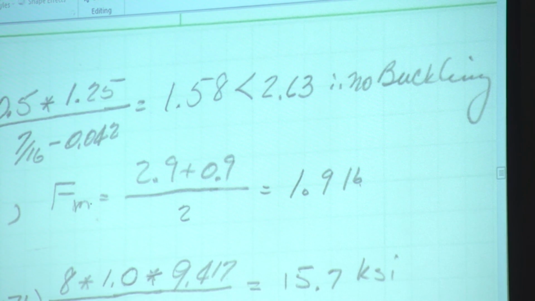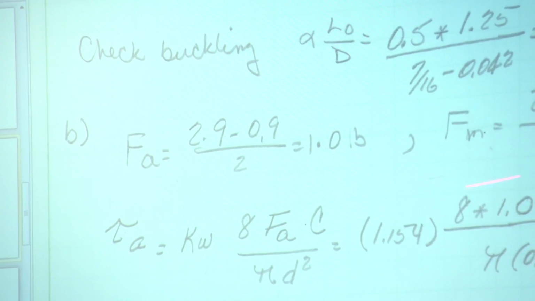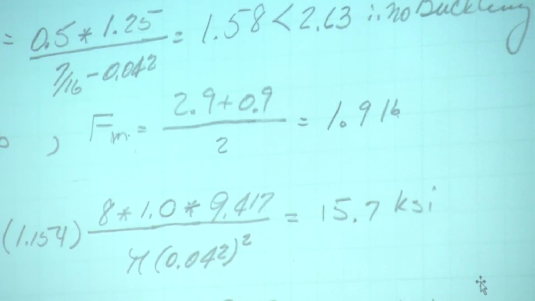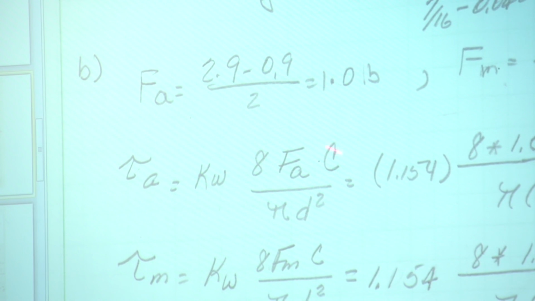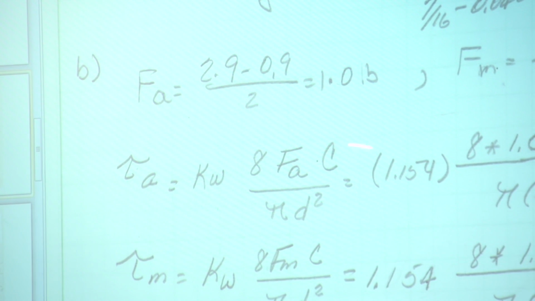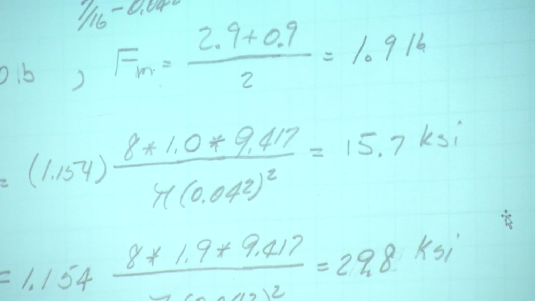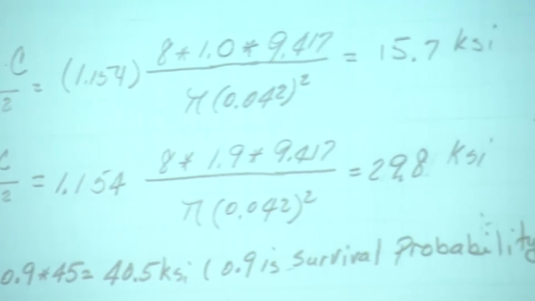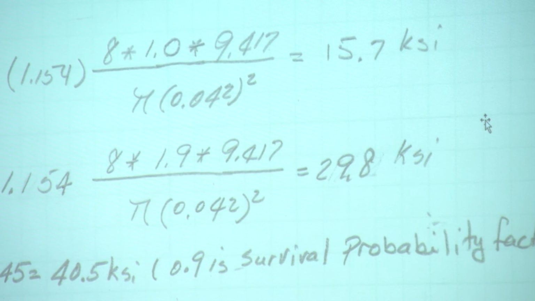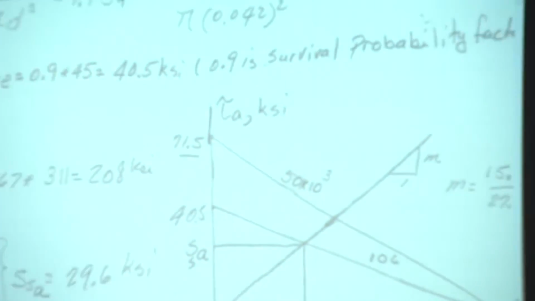The alternating value of the load is 1 pound, mean value 1.9. Calculate the alternating shear stress. Again, everything in this equation is known, 15.7, and the mean 29.8. Once you have those, you can draw the load line. Now you need the strength values to be able to draw the strength line.